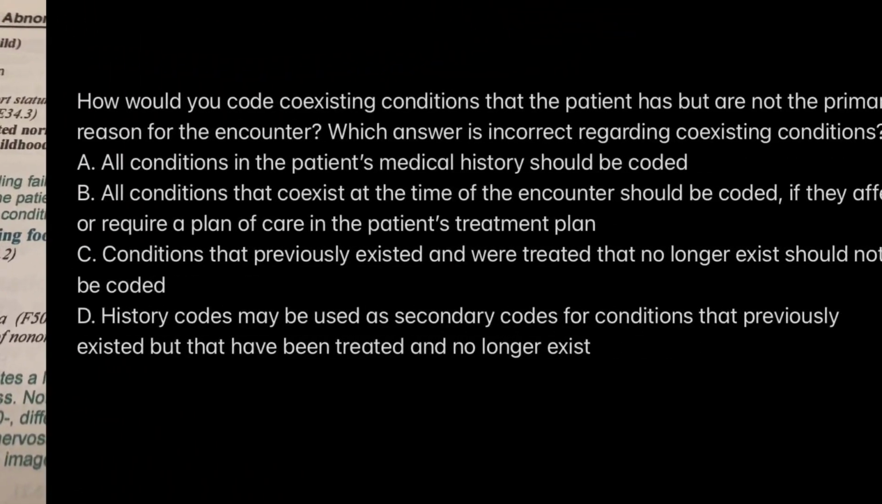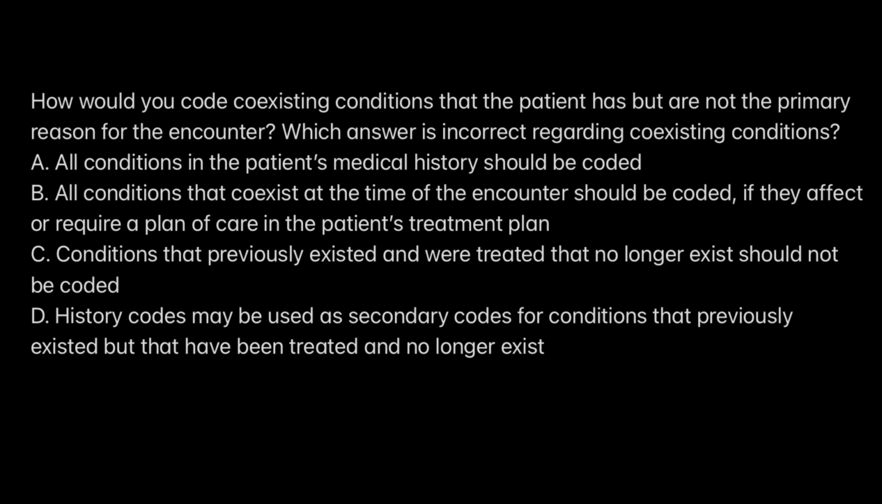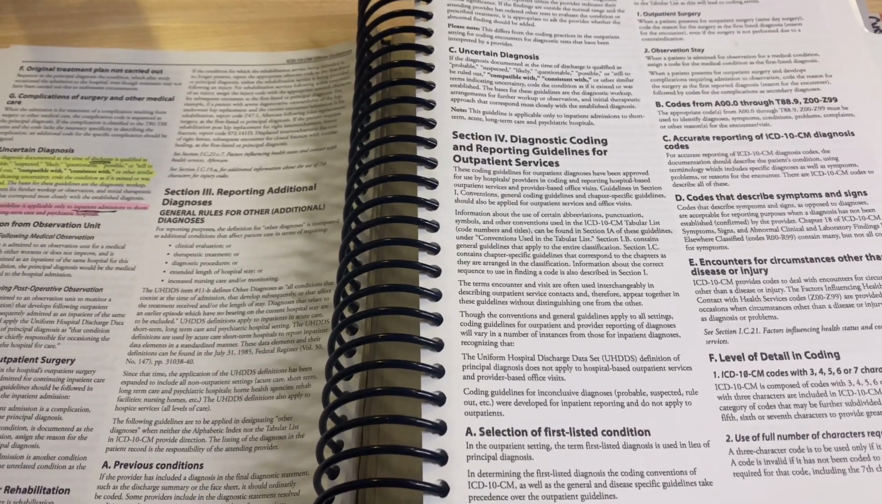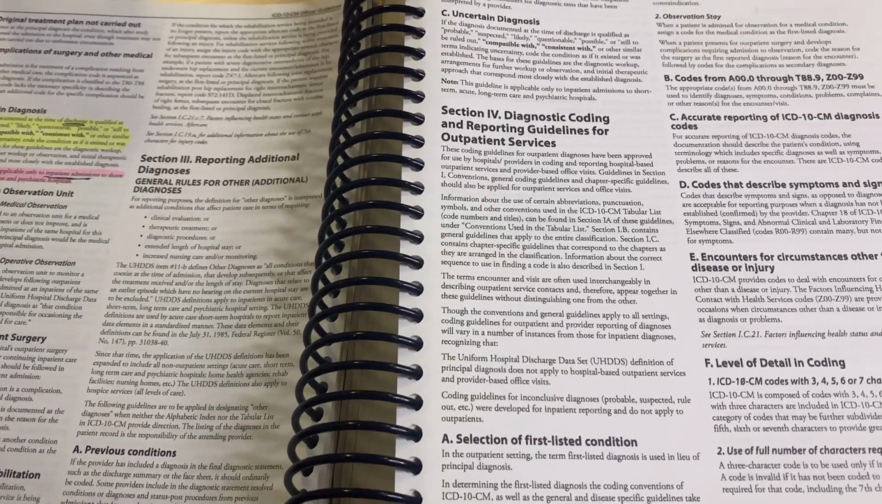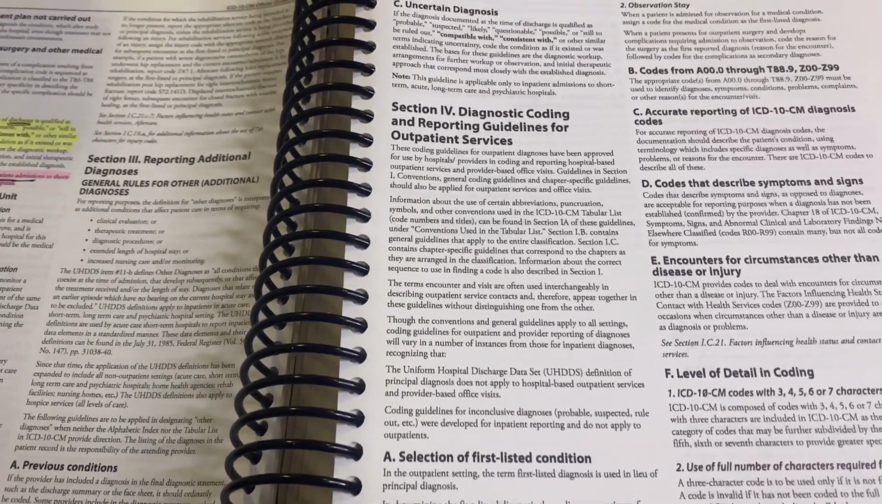So that is why we did not code the R65.1 codes. Our next question says, how would you code coexisting conditions that the patient has but are not the primary reason for the encounter? Which answer is incorrect regarding coexisting conditions? So this is going to be a guideline question. In our guidelines, you want to go to section 4, the diagnostic coding and reporting guidelines for outpatient services. You're going to turn the page.